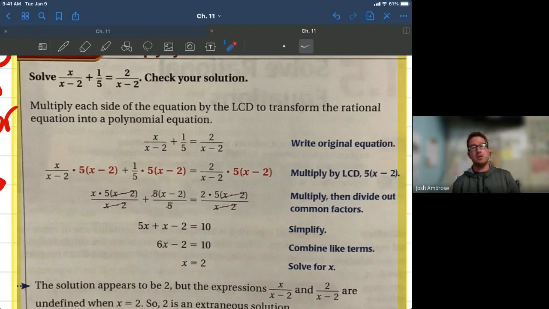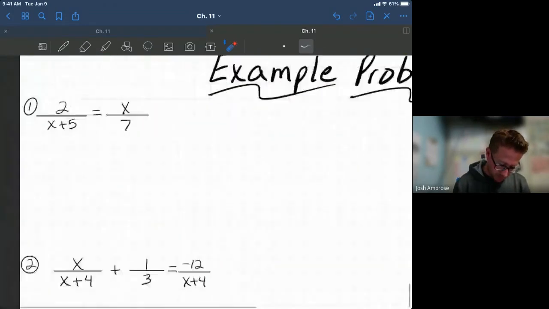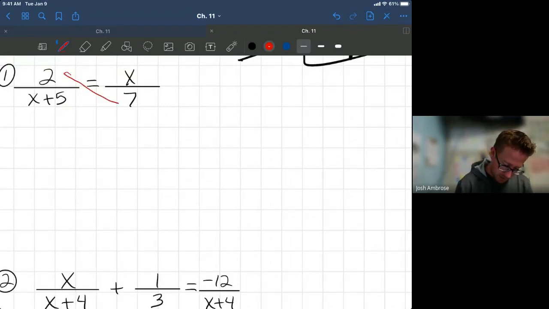All right, so I'm going to show you guys 2 example problems, one with cross multiplication, one where you have to find common denominators, multiply, and cross stuff out. So let's do these 2 example problems. All right, so follow with me here. First one, we have a fraction, equal sign, fraction. It meets the parameters for cross multiplication. So we will cross multiply here.